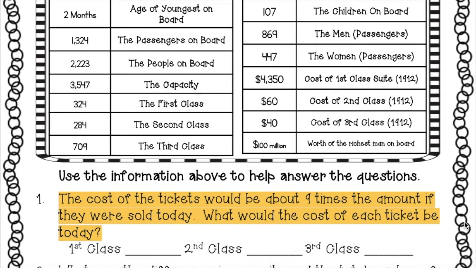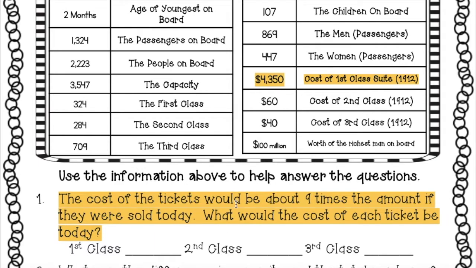Number 1 says the cost of the ticket would be about 9 times the amount if they were sold today. What would the cost of each ticket be today? So we have to go look at our table and figure out how much a first, second, and third class ticket cost. Let's go up here and I'm going to highlight it. So right here, a first class ticket was $4,350. Now today, it would be 9 times that amount. So our equation for this problem would be 4,350 times 9. That's going to give us our answer for how much a first class ticket would cost today.